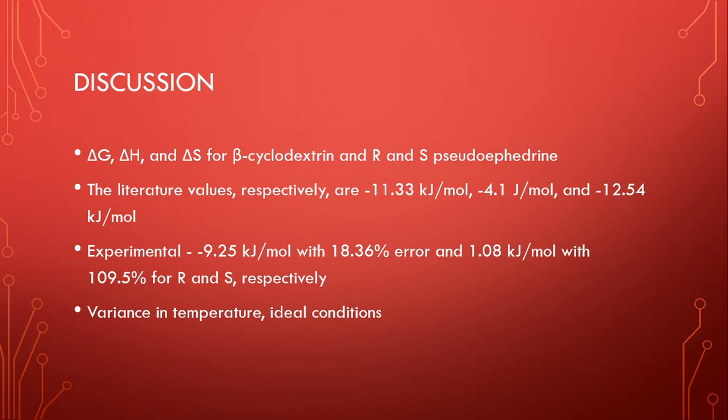Possible sources for error in the delta G come from preparation of the solutions, calibration of the capillary electrophoresis, and calculations and use of the equations throughout the experiment. In the future, it would definitely be beneficial to implement variance in temperature to allow for calculation of the delta H and the delta S. And it would also be beneficial to vary the actual conditions in which the solutions are prepared. The capillary electrophoresis is run to determine the ideal conditions for the complexation.